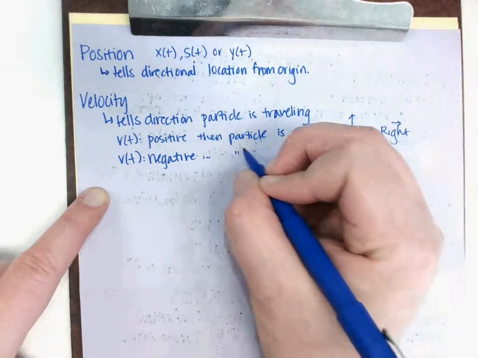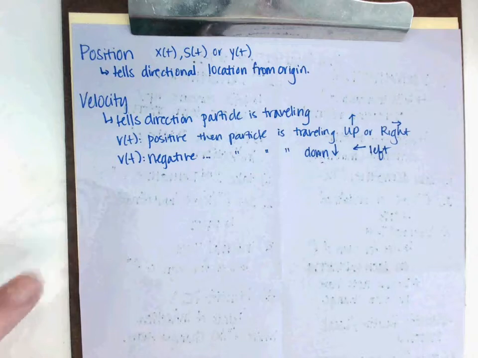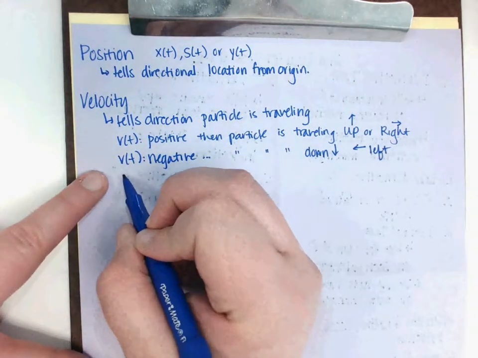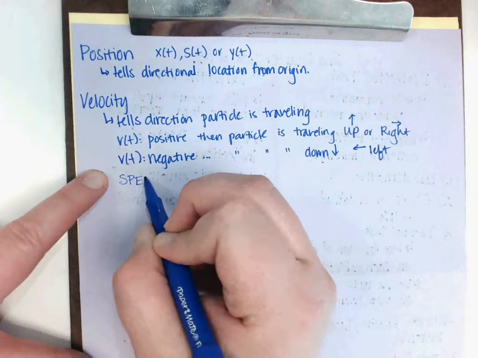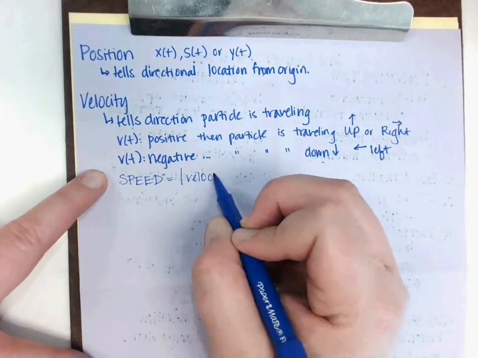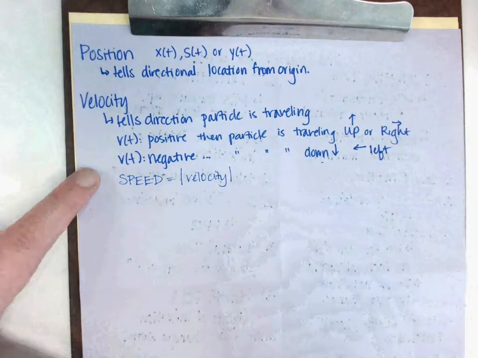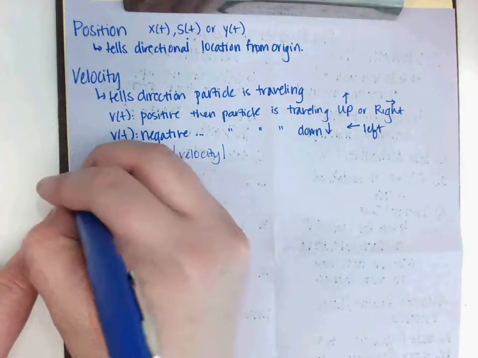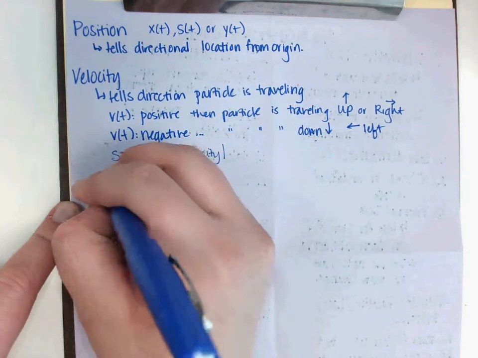Okay, and I'm just going to put particle is traveling down or to the left. So that is something you should know. Then the last thing I'm going to add under this is remember speed's relationship. Okay, speed is the absolute value of velocity. So whatever your velocity is at a given value, your speed is just going to be that number's absolute value, or positive. Okay? Last one we're going to add up here is acceleration.